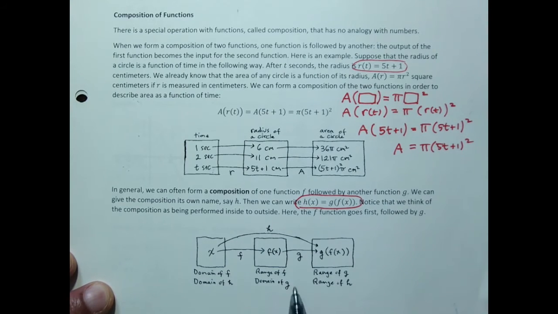The output of f becomes the input of g. So there's this overlap where the range of f and the domain of g are the same. We have to be careful not to just think in terms of x's and y's here, because what's a y for one function might be an x for another function when we work through the composition.